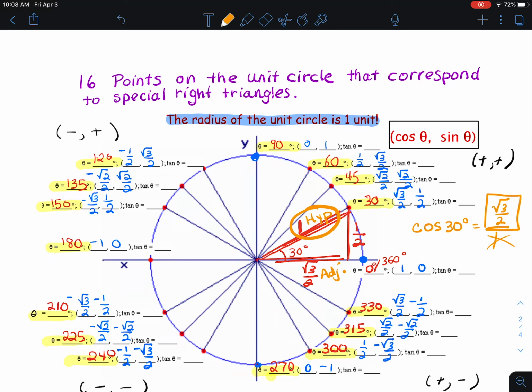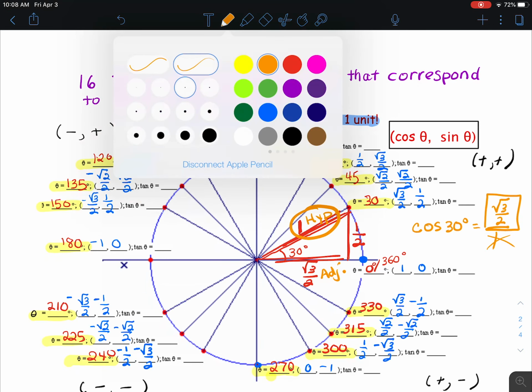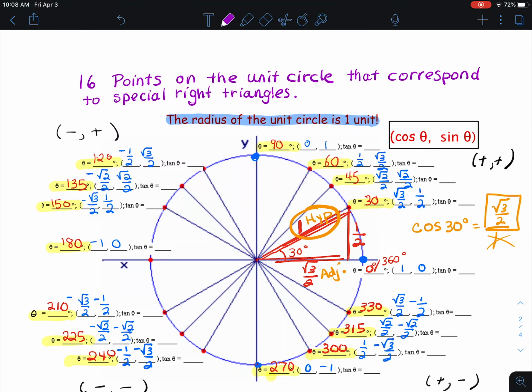If you were asked for sine of, say, 30 degrees, now sine is going to be the opposite leg, and the opposite leg in all of these triangles will always be the vertical leg. So you take the opposite leg, 1/2, over the hypotenuse, which is 1. Kind of silly to put that over 1. So sine of 30 degrees is 1/2.